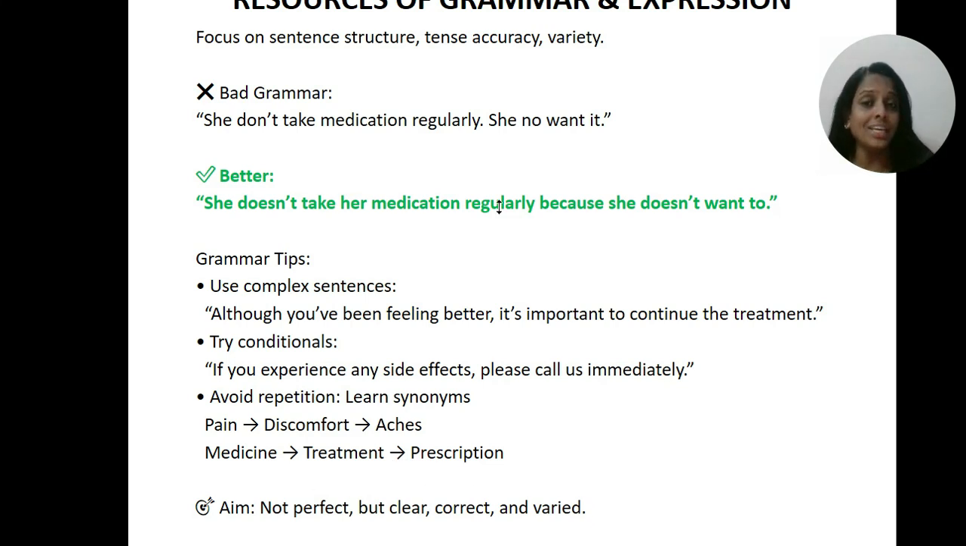So, your aim is not to speak in a very perfect way, but it should be clear, correct, and with varied expression. That's pretty important. So we'll see a sample role play and how we are going to apply all the four criteria in our next video.